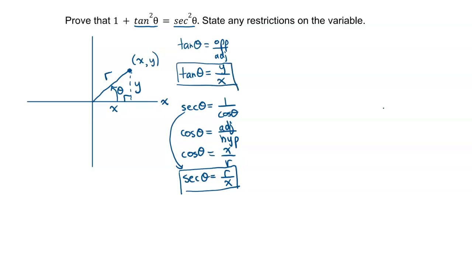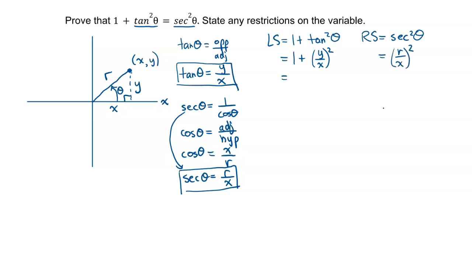So let's go ahead and do that. Whenever we do a proof, we go left side and we separate it from the right side. So we're going to go 1 plus tan squared theta. And the right side is equal to secant squared theta. And so this becomes 1 plus, well, tan we said is y over x. So this is going to be y over x all squared. The secant we said was r over x. So this is going to be r over x all squared.